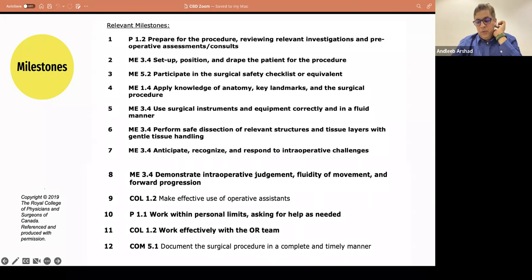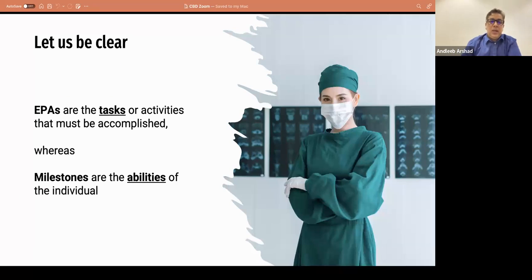So I usually define EPAs as the activities that they should be able to perform, and EPAs have all those abilities mapped up. So the abilities are milestones. So let us be clear that EPAs are the tasks or activities that must be accomplished, whereas milestones are the abilities of the individual. So there are certain abilities, right, which were lumped together into an EPA. These abilities make a person capable of achieving the task.